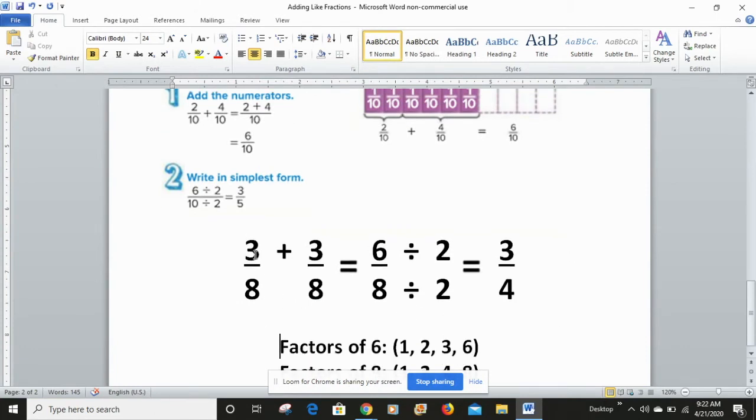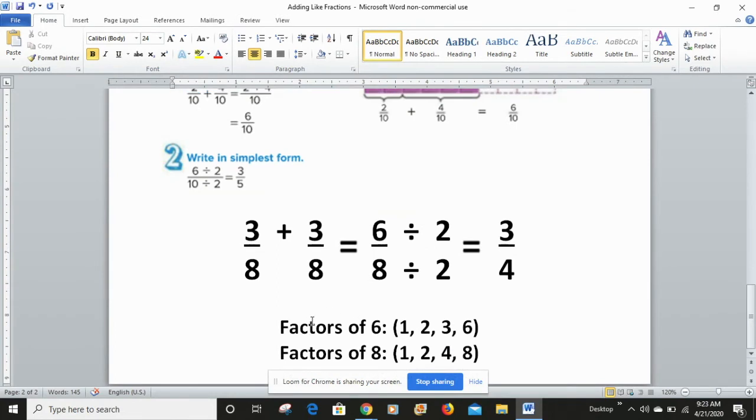Let's do eighths. We have 3/8 plus 3/8. Remember, as long as we have like denominators, we can add these fractions together. So I just add the numerators. 3 plus 3 equals 6. So 3/8 plus 3/8 equals 6/8. Then we have to look and say, is 6/8 in lowest terms? So that's when we go down to our factors. The factors of 6, remember, are the numbers that multiply together to equal 6, or the numbers that we could divide into 6 evenly with no remainders. So the factors of 6 are 1 and 6, 2 and 3. The factors of 8 are 1 and 8, 2 and 4.